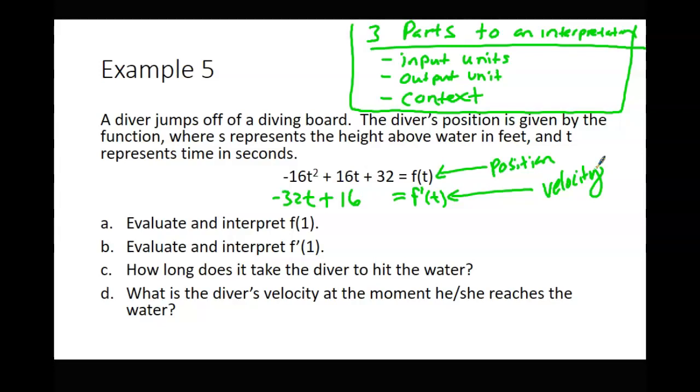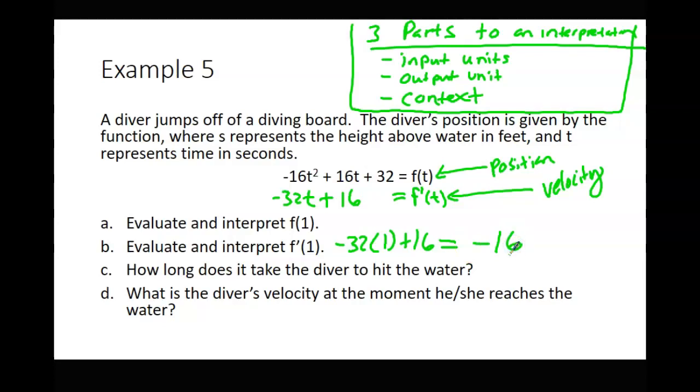Okay, so the velocity of the diver is given by the function negative 32t plus 16. So the takeaway from this so far is that if you take the derivative of a position function, you get the velocity function. And now we're going to do part B, which says interpret this and plug in 1. So we're going to plug 1 into the velocity function. If I do that, I get negative 16.